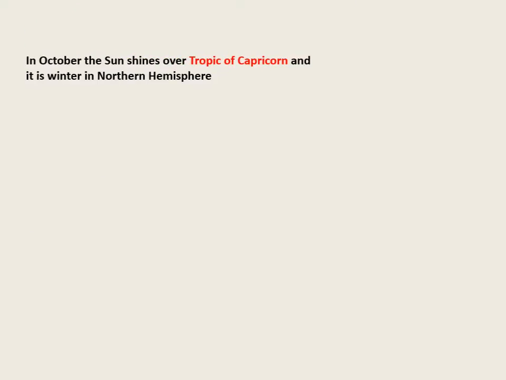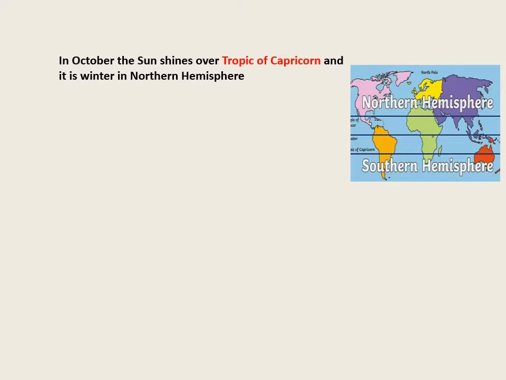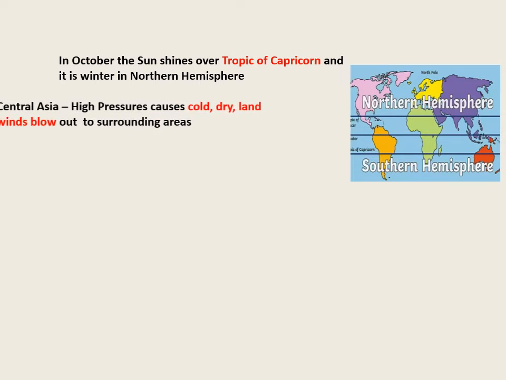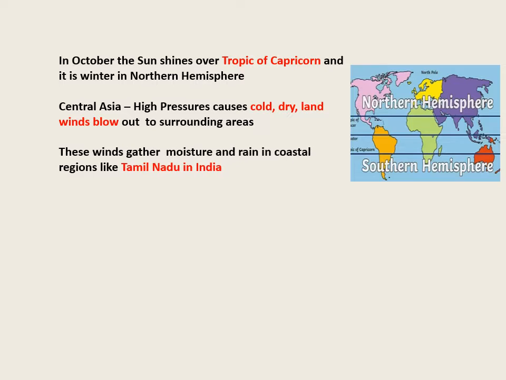In October, the conditions are reversed. The sun now shines over the Tropic of Capricorn and it is winter in the northern hemisphere. Central Asia becomes very cold and high pressure prevails over it. Cold, dry land winds blow out from here towards surrounding seas. As they cross the seas, they gather moisture and bring rain to coastal regions such as coastal Tamil Nadu that lie in their path. These winds are known as northeast monsoons or the retreating monsoons.